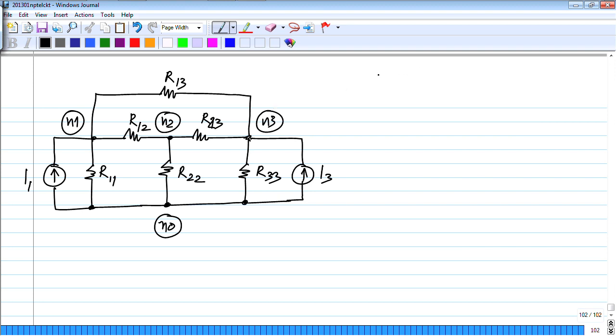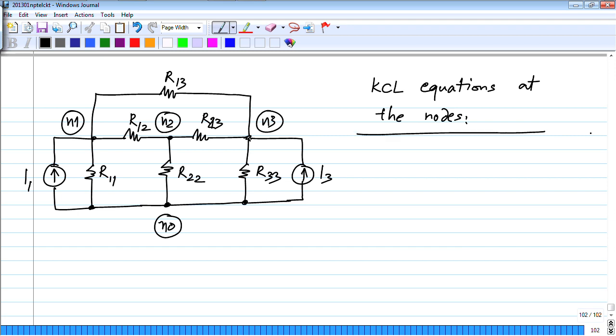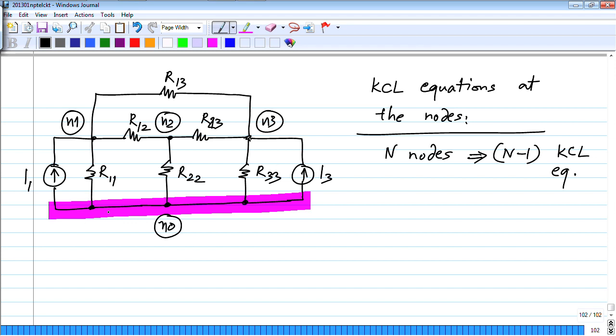Now, I said that we'll start with KCL equations at the nodes. Okay. Now, if we have N nodes, it means that we have n-1 independent KCL equations. That is, if you have n nodes, you will write this KCL at n-1 nodes, and at one of the nodes, you will not be writing the equation. Okay? In this particular case, we have 4 nodes, and we will not be writing the equation at one of the nodes. Okay? Now, let me choose that to be this bottom node, N0. Okay?